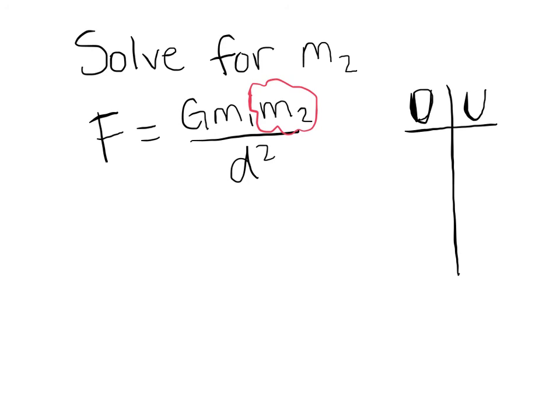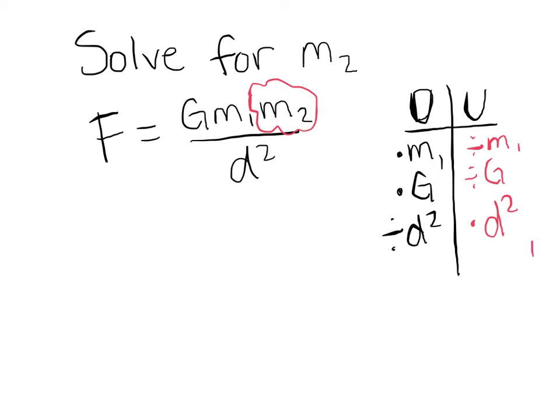So it looks like M2 is up there, and it gets multiplied by a couple of things first. It gets multiplied by M1, and it gets multiplied by G. The other thing that happens is it gets divided by D squared. Don't worry about the squared in this case because all we need to do is isolate M2. M2 never gets squared. So when we do our undo column, we're going to do opposite operations. We're going to times by D squared, divide by G, and divide by M1. That's the order of operations we need to use to get this equation solved for M2.